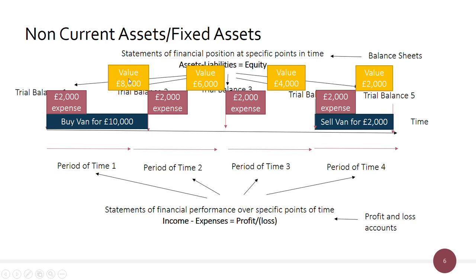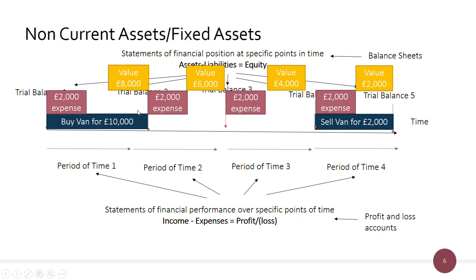So at the end of year 1 it was 8,000, then it's 6,000 at the end of year 2, 4,000 at the end of year 3, and then in year 4 it's worth £2,000, then we sell it. Notice, however, that the van's actual market value might be different to this. It might be 6,000 here, 5,000 here, 4,000 here, let's say, and 2,000 here, whatever. But that's not what we're trying to show in the accounts. We don't show market values in the accounts. We just show the carrying value based on historical cost. So that's one method of doing it.